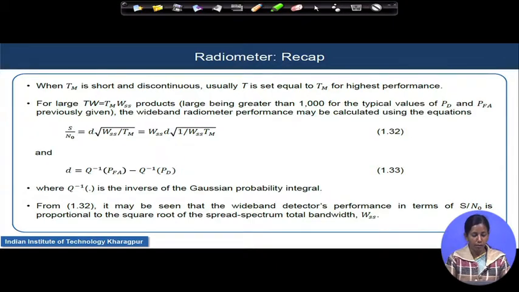And remember, inside this expression WSS and Tm are known to us, and the parameter D is nothing but the inverse of the probability of false alarm, and the inverse of the difference between the probability of false alarm and the detection probability. In equation 1.32, it is seen that this wideband detector's performance in terms of signal to noise ratio is proportional to the square root of the spread spectrum total bandwidth WSS.